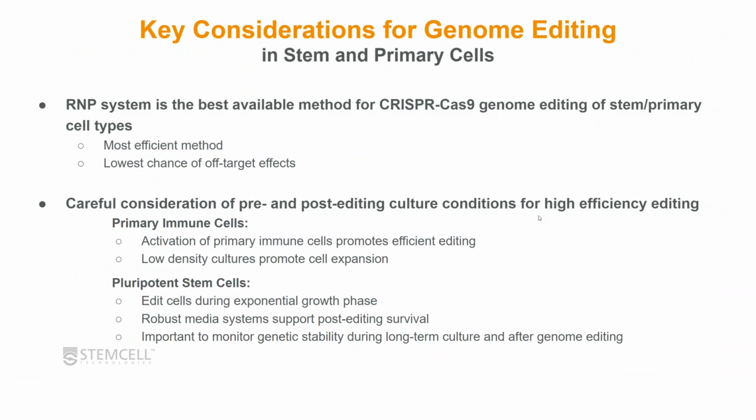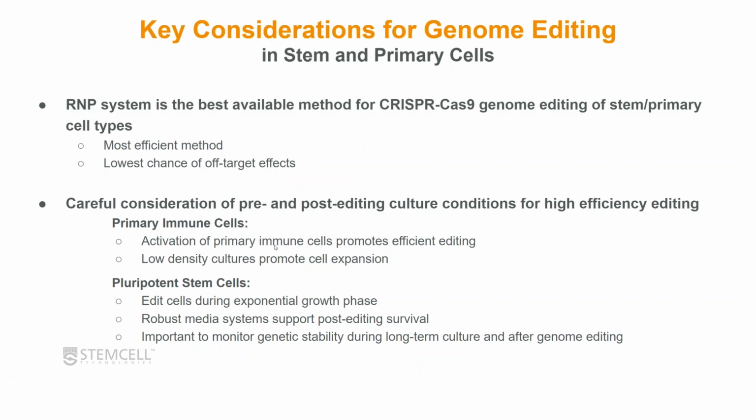Okay, just to summarize everything I've said today, we feel that there are some key considerations to obtain high-efficiency genome editing in stem and primary cell types. The RNP system is currently the best available method to support genome editing of these cell types. It's the most efficient, it allows direct delivery of the RNP complex, and it has the lowest chance of off-target effects. And we also feel that careful consideration of pre and post-editing culture conditions is required in order to obtain high-efficiency editing.